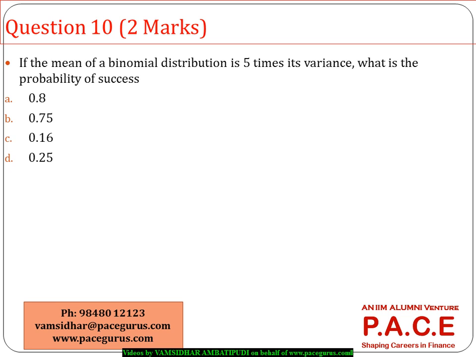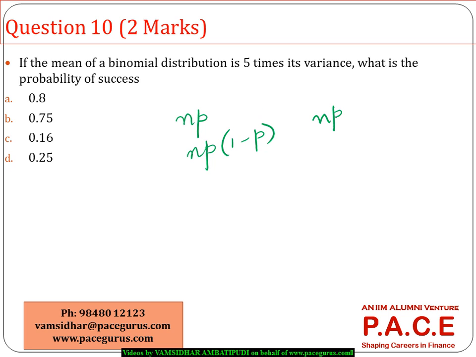If the mean of a binomial distribution is 5 times its variance, what is the probability of success? What is the mean in case of binomial distribution? NP is the mean. And what is the variance in binomial distribution? NP into 1 minus P. Just remember the formulas, you can solve this question. NP into 1 minus P is the variance. NP is the mean. And what is the question saying? Mean is 5 times that of the variance.